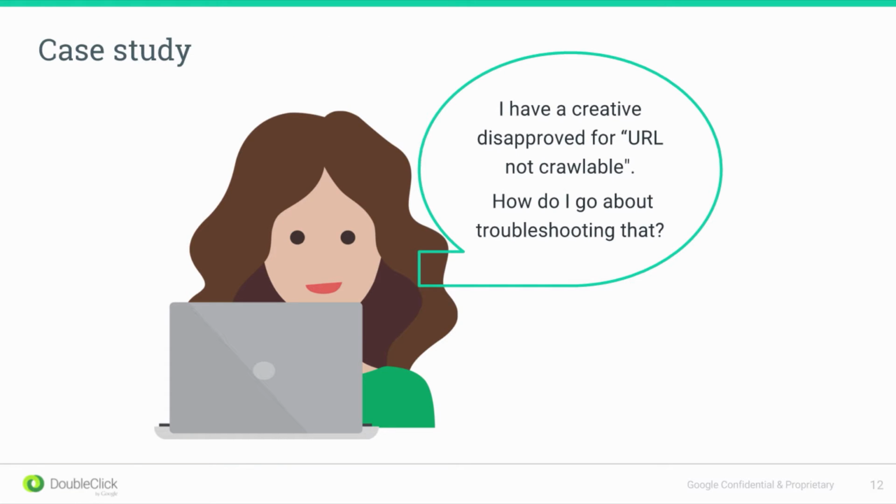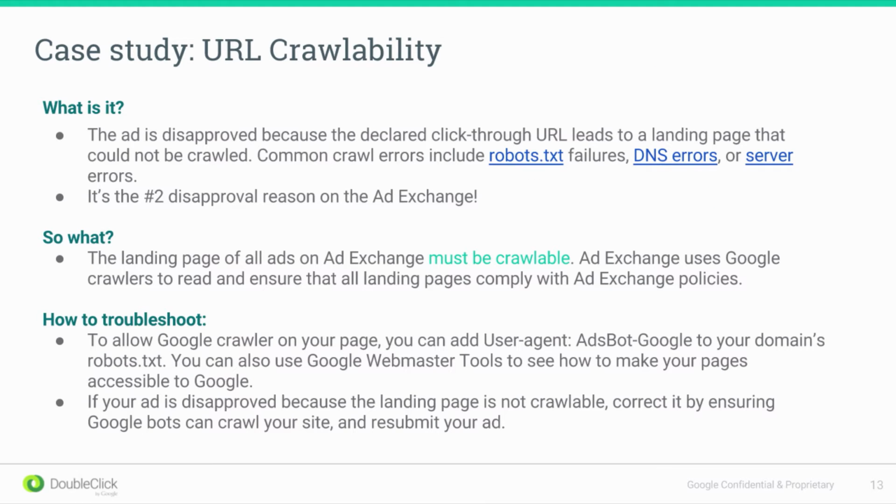Because it's one of the top disapproval reasons, here are some tips to go about troubleshooting if you have a disapproved creative for URL not crawlable. So again, what is it? The ad is disapproved because the declared click-through URL leads to a landing page that could not be crawled. Common crawl errors include robots.txt failures, DNS errors, or server errors. And you'll see later, this is the second disapproval reason on the ad exchange in the past 180 days.